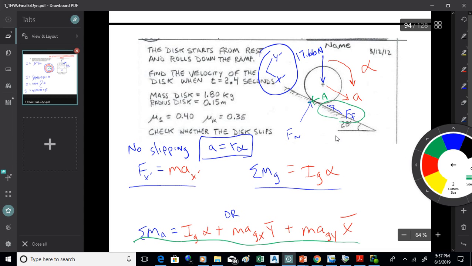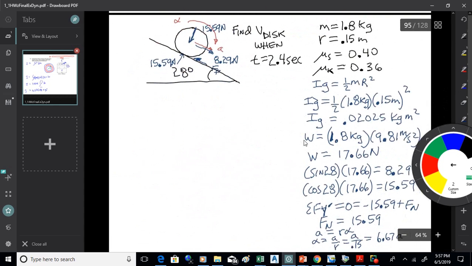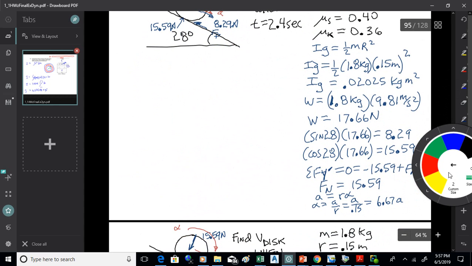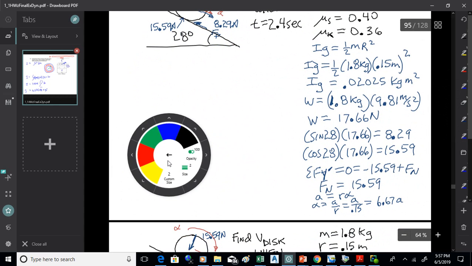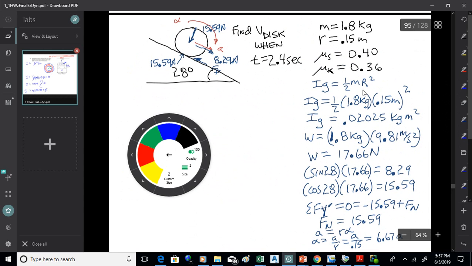All right, so let's have a look. Hopefully you've given this a run and you've developed these equations. Let's see how we can do this, okay? Now we've got to do all the basic information, and I'm doing that here. So I found the moment of inertia. It's 1/2 mr squared for a circular disk. So plug in the numbers, and I got the moment of inertia about the center of gravity. It's 0.02025 kilogram meters squared.